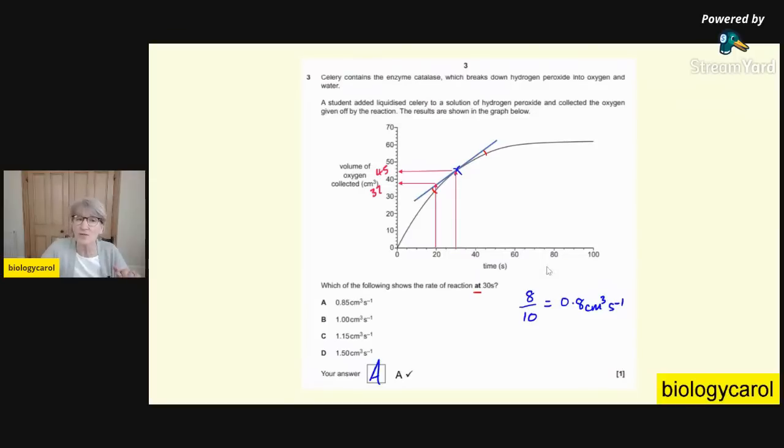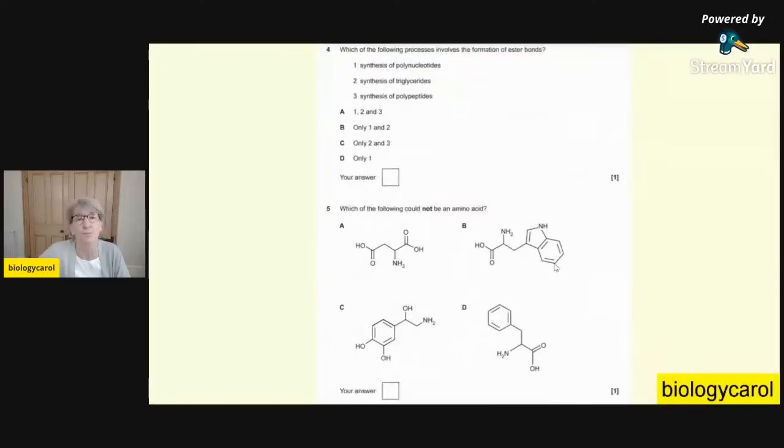Now, it's worth noting that if you had calculated the average rate over the first 30 seconds, in other words the straight line from 0 to 30, you would have got 1.5. You would have ended up plumping for D. But that was the rate over the first 30 seconds, not at 30 seconds, which requires the drawing of a tangent.